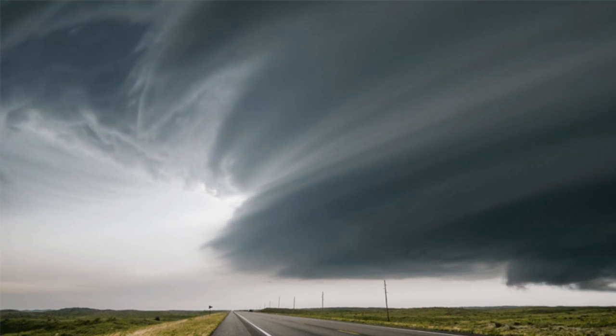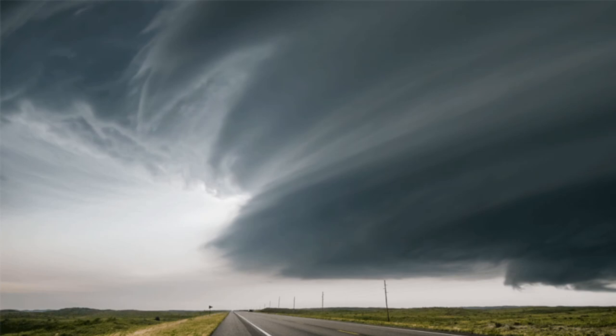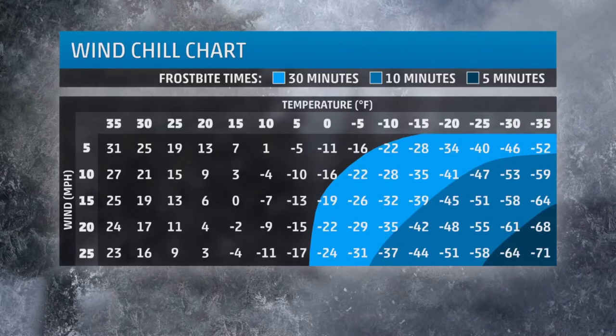All right, so let's take a look at the wind chill factor. So the wind chill factors in the effects of wind and evaporation on the human sensation of temperature to give a wind chill equivalent temperature. A thermometer reads air temperature, not the wind chill equivalent temperature.